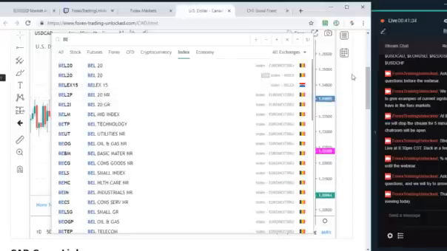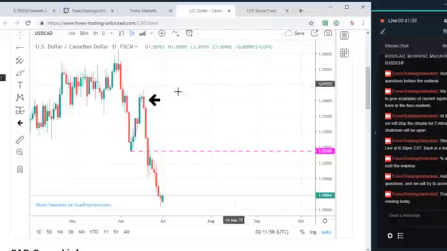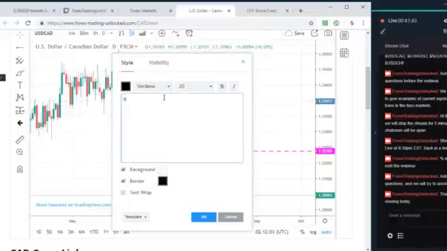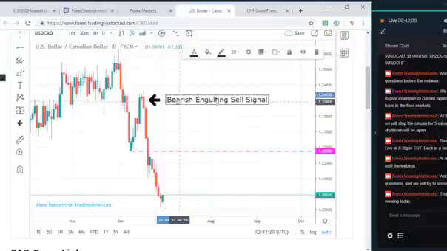Oops. I don't know what happened there. I'm going to have to delete that and restart that. Okay, so bearish engulfing. Here we go. Sell signal. Okay. All right, so that's that right there.